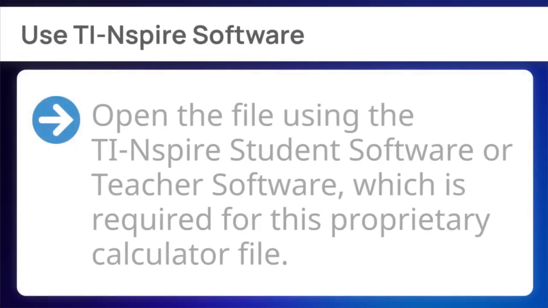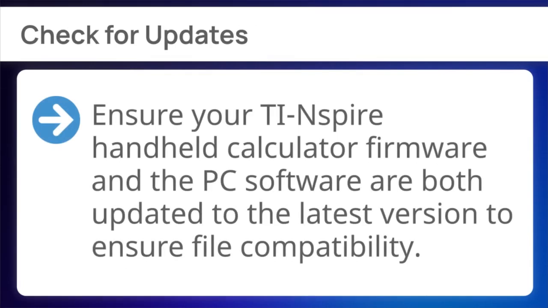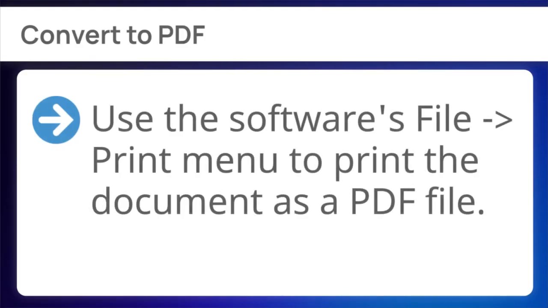First, use TI-Nspire software. Open the file using the TI-Nspire student software or teacher software, which is required for this proprietary calculator file. Next, check for updates. Ensure your TI-Nspire handheld calculator firmware and the PC software are both updated to the latest version to ensure file compatibility. Finally, convert to PDF. Use the software's file print menu to print the document as a PDF file.